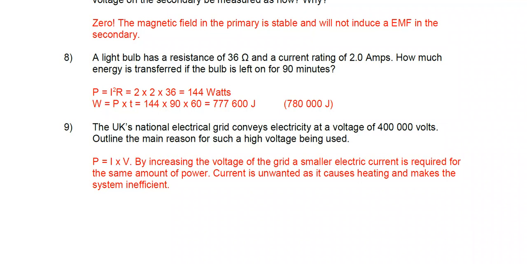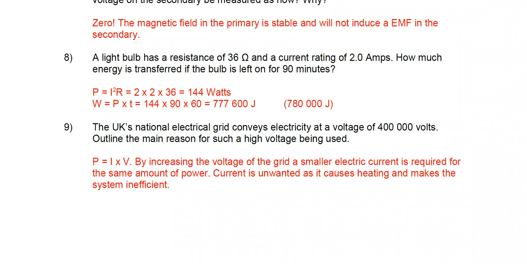And then the work done is power times time. Remember, we've got 90 minutes, so we need to convert that into seconds. So 144 times 90 times 60. Well, we get, in an unrounded form, 777,600 joules. So rounding to 2 significant figures, we get 780,000 joules.